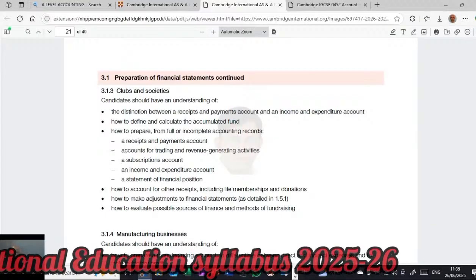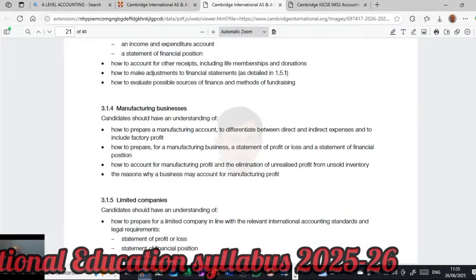In the second part, you will learn preparation of financial statements for clubs and societies. That is non-profit organizations like clubs and societies: how to record, how to prepare income and expenditure, and sorry, statement of income and statement of financial position, everything. Then manufacturing business, how to prepare the income statement and manufacturing accounts.